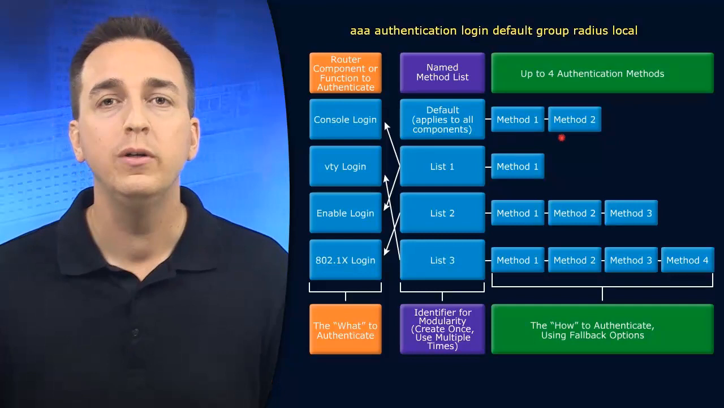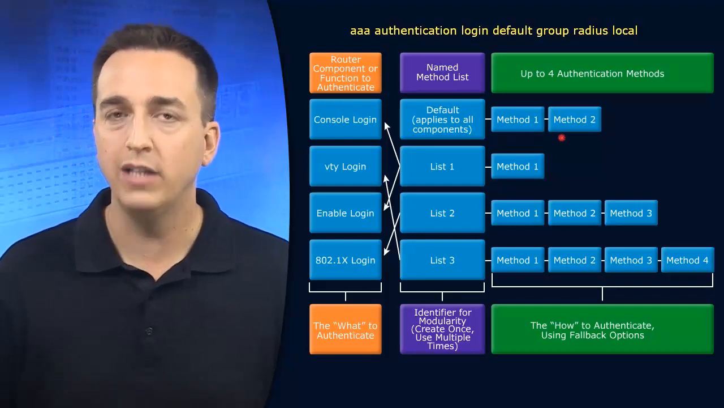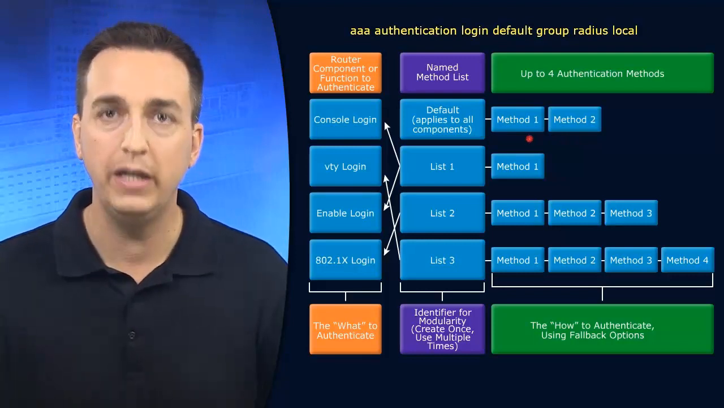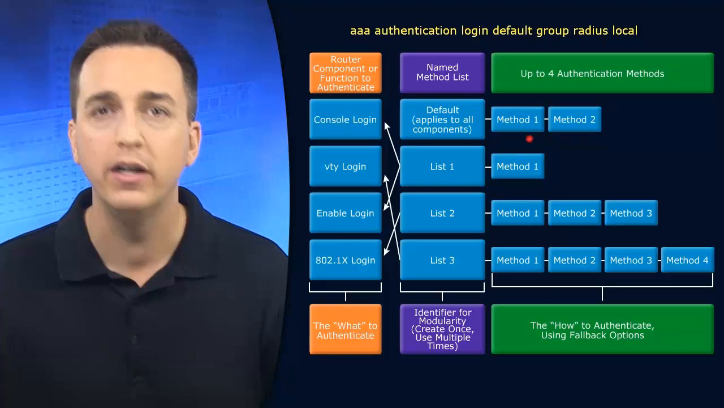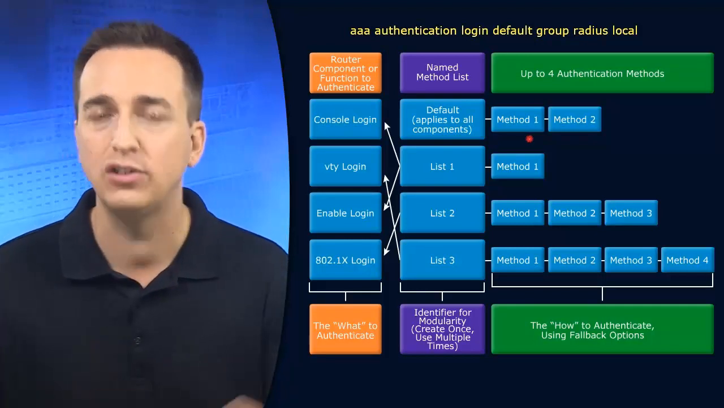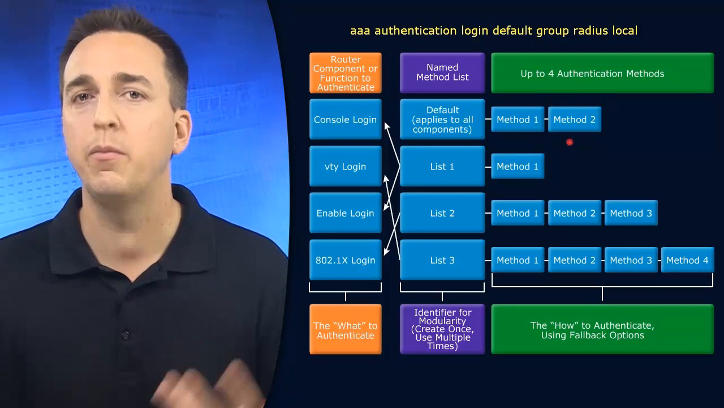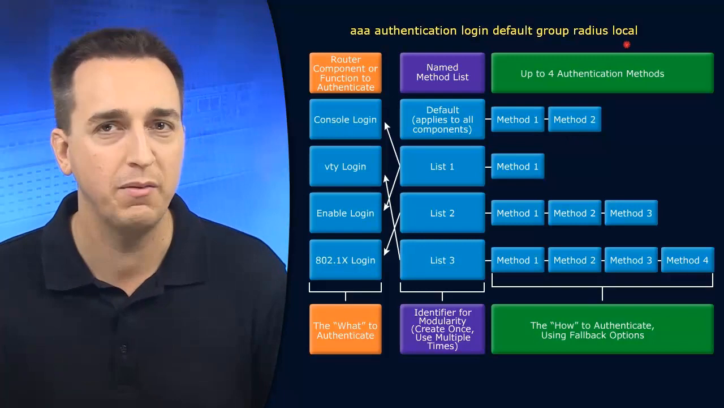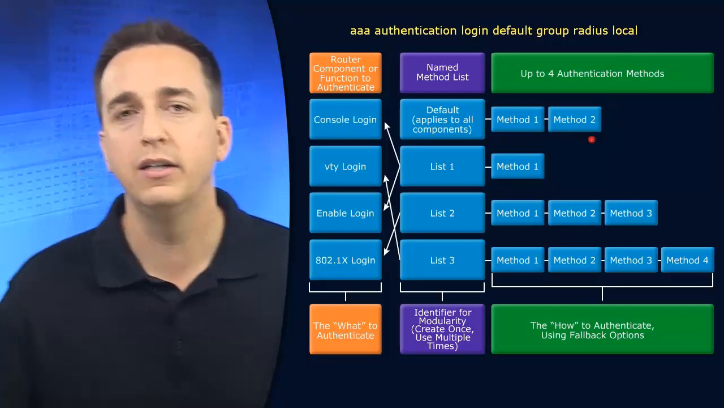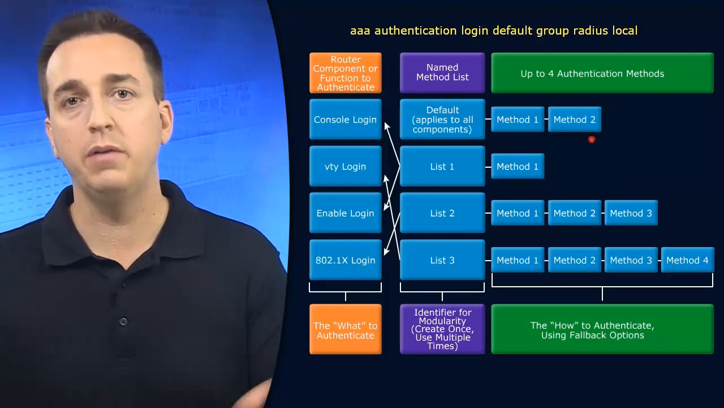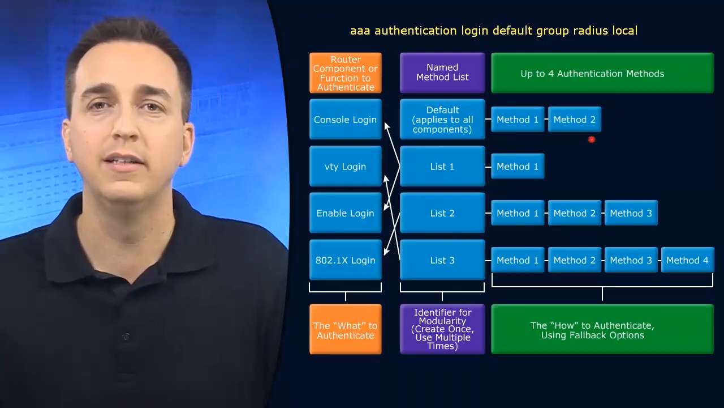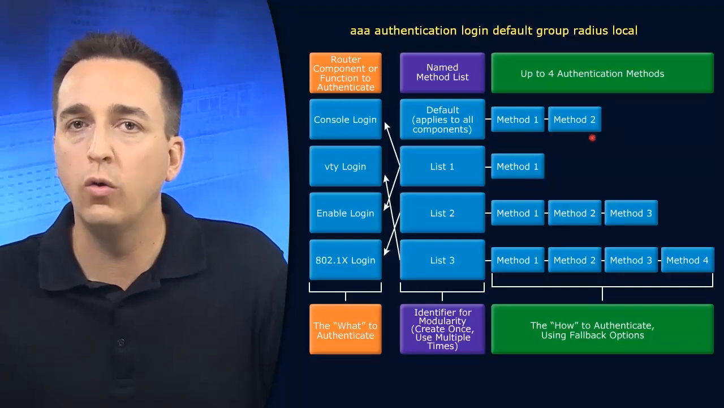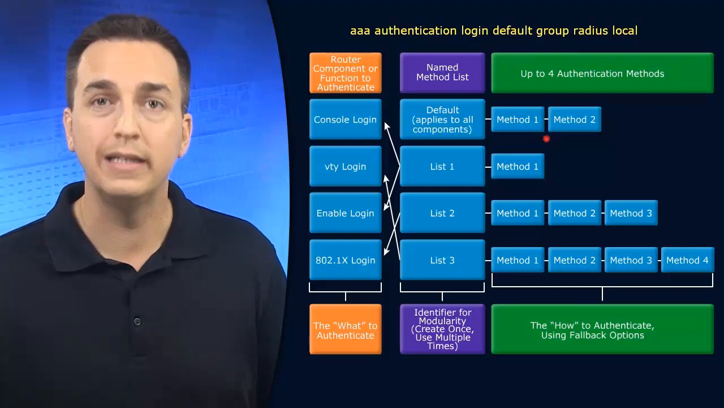However, method number 2 is a fallback method. It's a fallback method because if method number 1 is not available, meaning the Radius servers do not respond to the router's request for authentication of the client, then method number 2 kicks in, and the router will use that. So in this case, method number 2 is the local username and password database. So the router will check its local username and password database to see if the username and password are correct. And if they're not correct, then the user is denied authentication. So keep that in mind. The additional methods are only going to be utilized if the method previous to it is not available.